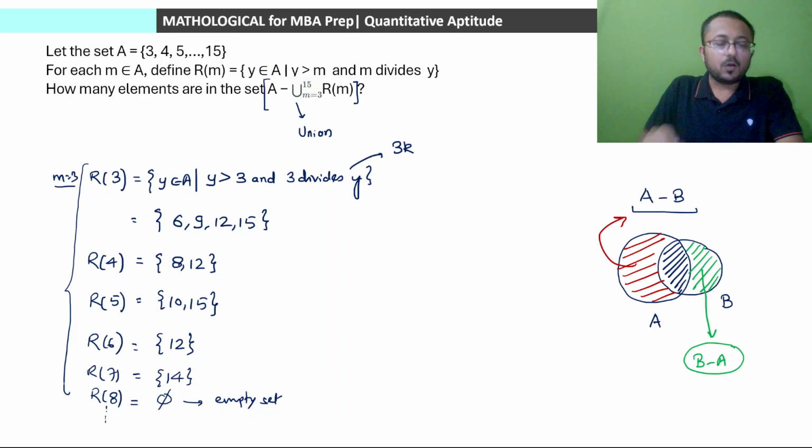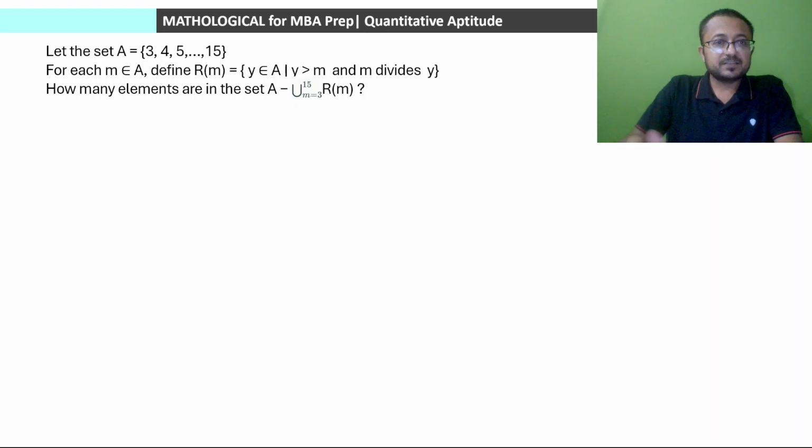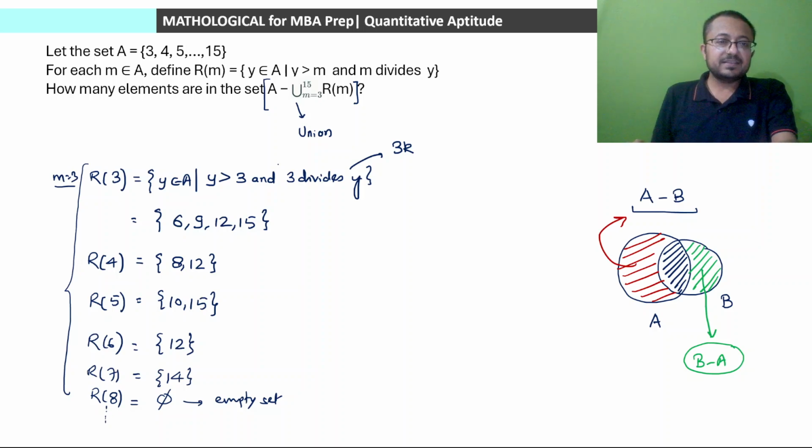यू हैव डिफाइंड ऑल आर्स, ऑल रिलेशंस R3, R4, R5, R6, R7, R8 एंड नाउ वी हैव टू टेक यूनियन ऑफ ऑल दीज आर्स, ऑल दीज रिलेशंस. तो यूनियन ऑफ ऑल दीज आर एम्स फ्रॉम m इज इक्वल टू 3 to m इज इक्वल टू 15 क्या आएगा? R3 contains 6, 9, 12 and 15 and then so 6 से छोटा तो कोई भी एलिमेंट हमें मिल ही नहीं रहा किसी भी आर में.